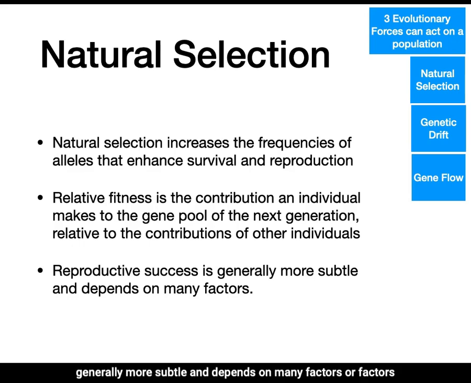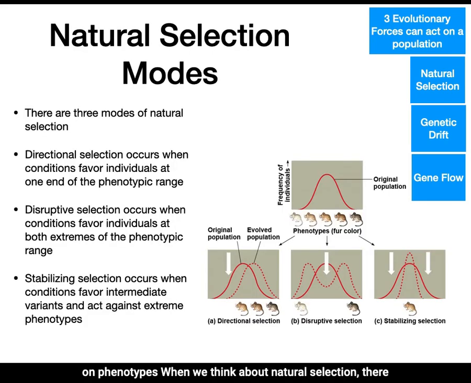Reproductive success is generally more subtle and depends on many factors. Sexual selection is natural selection for mating success. It can result in sexual dimorphism, marked differences between the sexes in secondary sexual characteristics. Selection indirectly favors certain genotypes by acting directly on phenotypes. When we think about natural selection, there are three modes: directional, disruptive, and stabilizing.